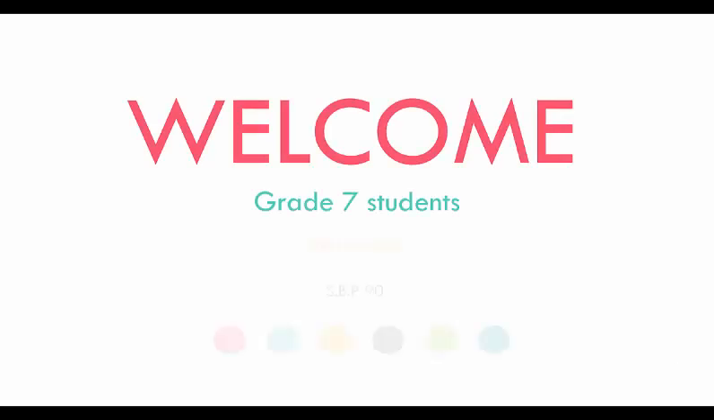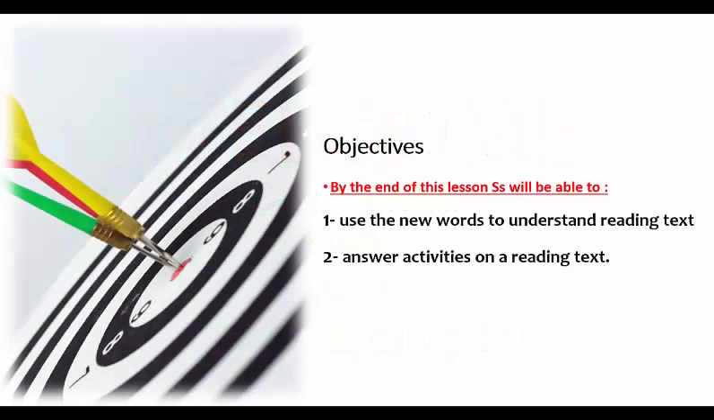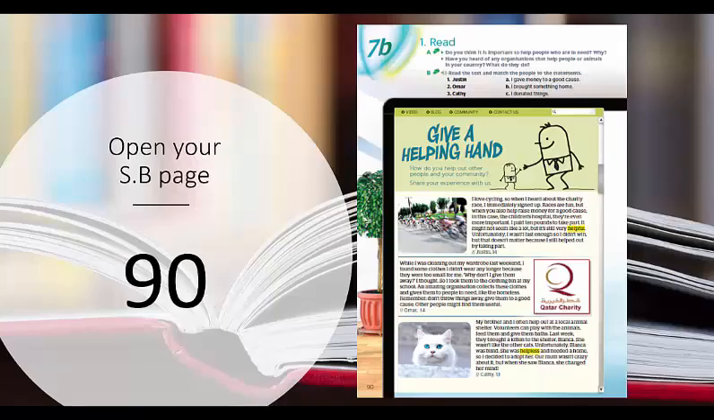Grade 7 students, this is a reading lesson from student book, page 90. As objectives, we have to use the new words and expressions to understand the text, and then answer activities according to the text. For that, I need you to open your student book, page 90, as shown in the picture.